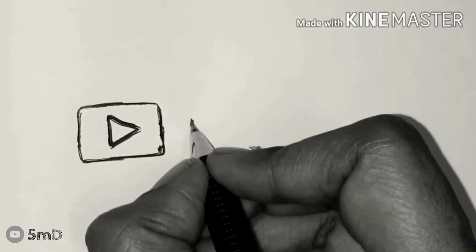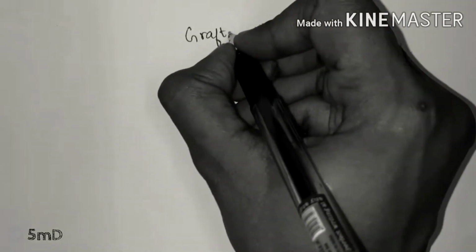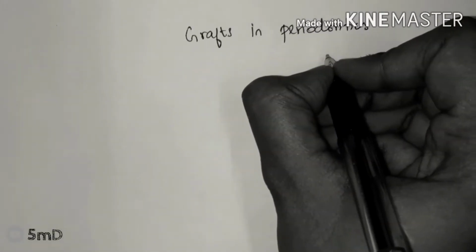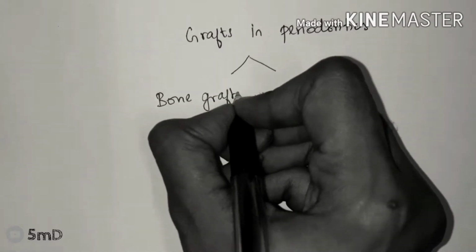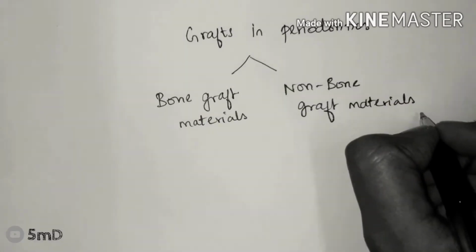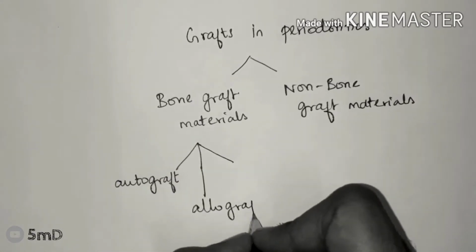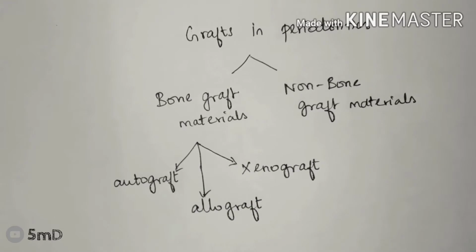Hello everyone. Today let us see in detail about grafts used in periodontics for treatment of intrabony defects. Grafts in periodontology can be classified as either bone graft materials or non-bone graft materials. The bone graft materials in turn can be either autograft, allograft or xenograft.